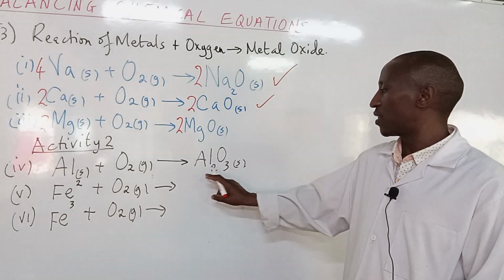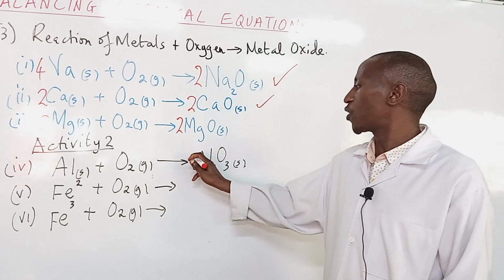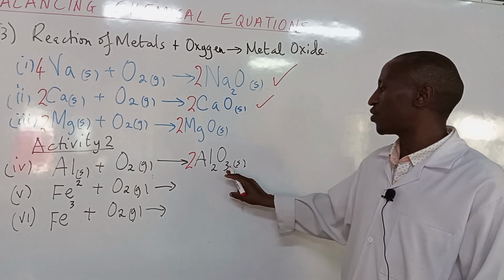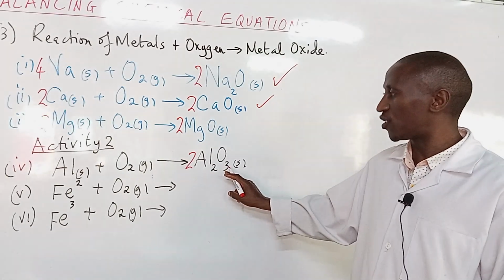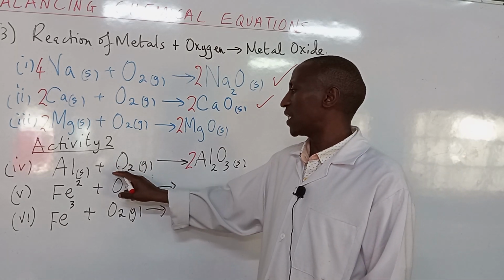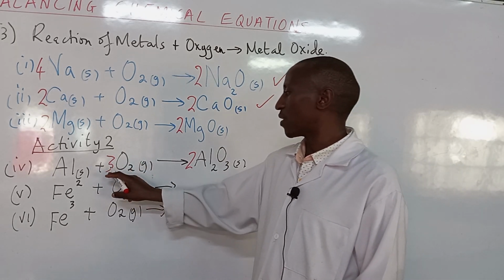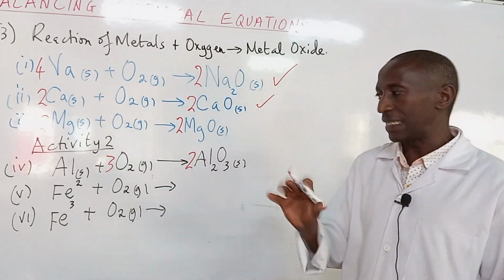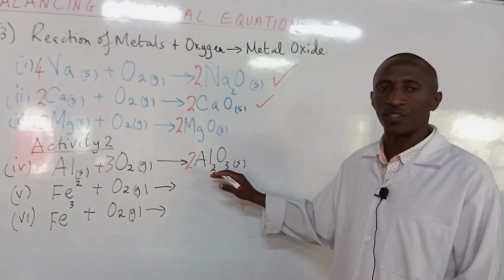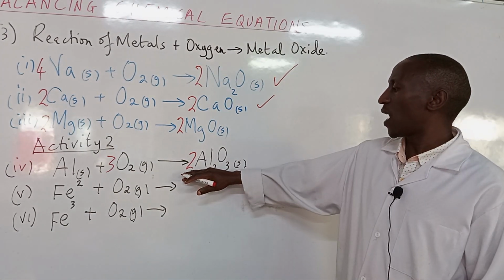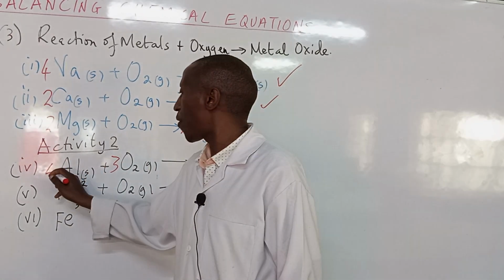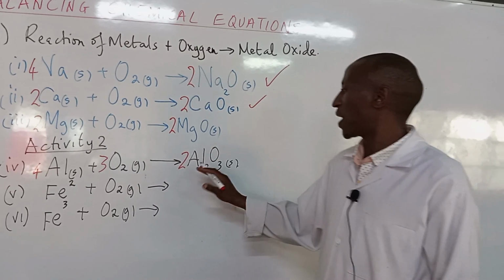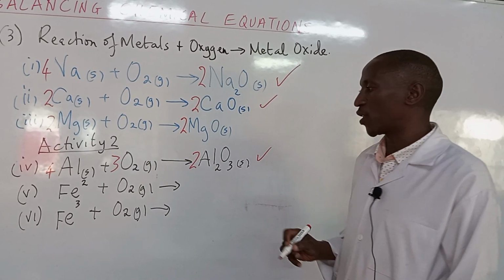How do we create 3 on this side? By multiplying by a 2. 2 times 3 totals 6 atoms of oxygen. And how do we create 6? By multiplying by 3. 3 times 2 makes 6. So the oxygen is balanced. Now, if you look at the aluminium, we have created 4 atoms. So we bring in 4 here, and that balances the equation quite well.